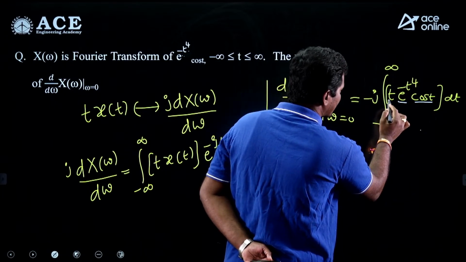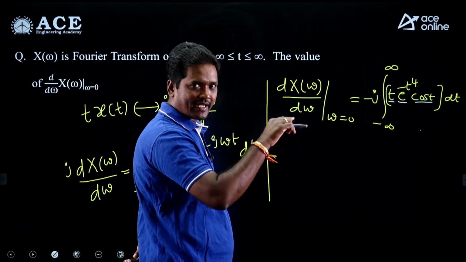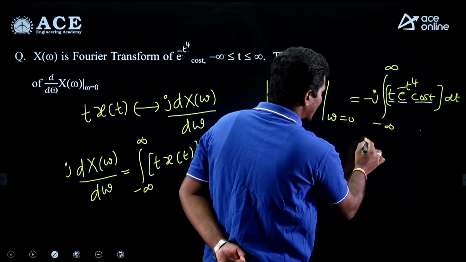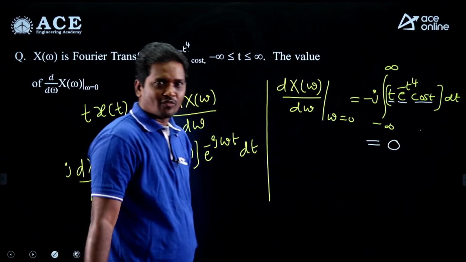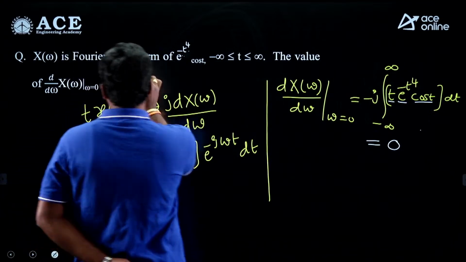This is also an even signal, but t is an odd signal. So the entire thing is going to be odd. So the area under the odd signal is how much? 0. So the answer for this question is 0.